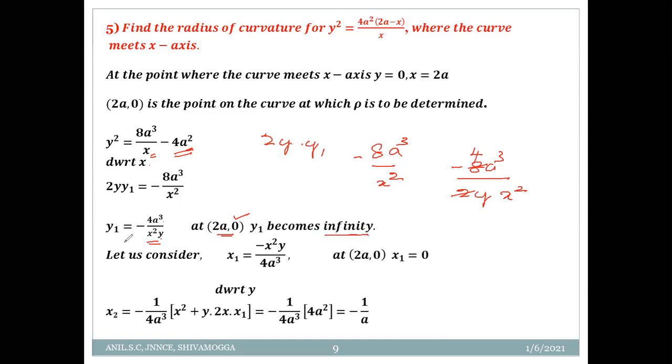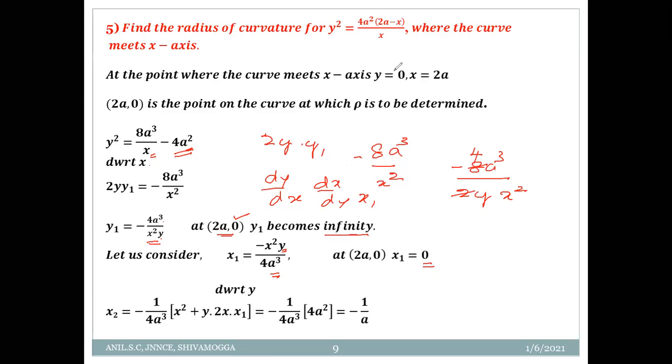In such cases, we take the reciprocal. y1 means dy by dx. The reciprocal of dy by dx is dx by dy, or we call it x1. Therefore, x1 is equal to minus, interchanging numerator and denominator, x square y divided by 4a cube. At 2a comma 0, y is equal to 0. Since y is equal to 0, now the numerator will be 0. 0 divided by any finite quantity is 0. So x1 is equal to 0.